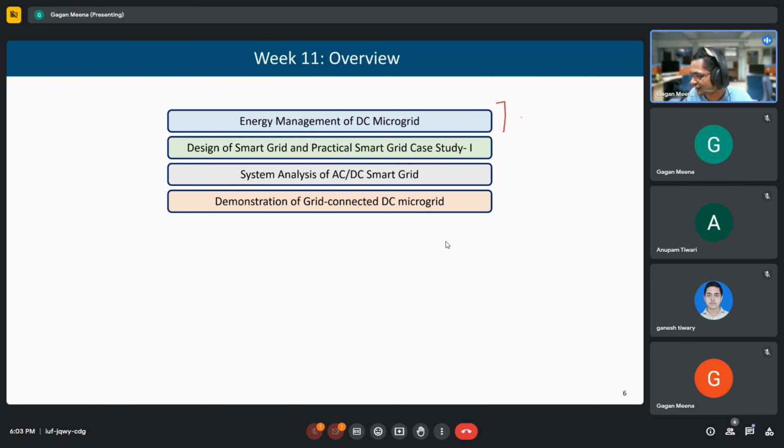So this is the second last week, and this is mainly related to the demonstration of DC microgrid. The first one was energy management in DC microgrid, then design of smart grid and a simple case study, and system analysis of AC/DC smart grid. In this, how to solve load flow equations. Power flow methods were explained for AC/DC hybrid microgrid. The last one is demonstration of grid connected DC microgrid.